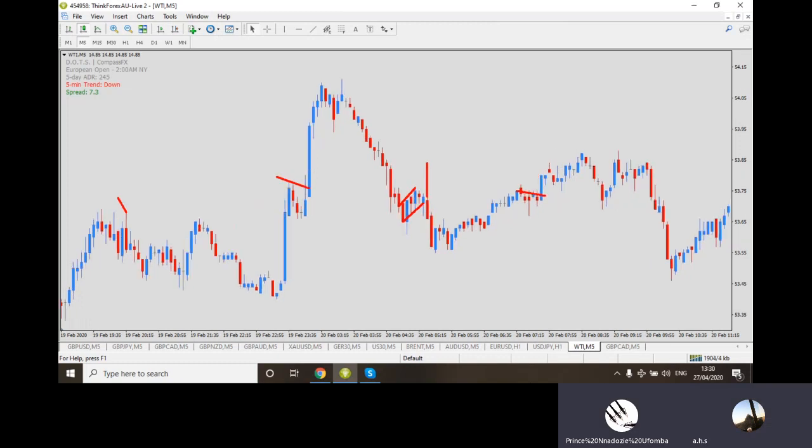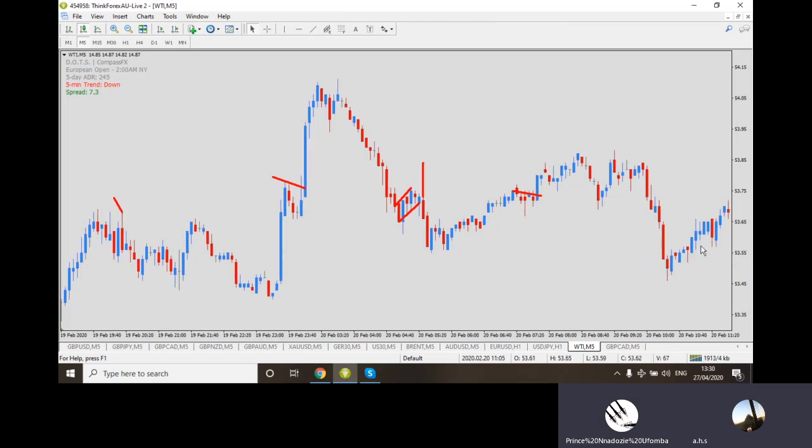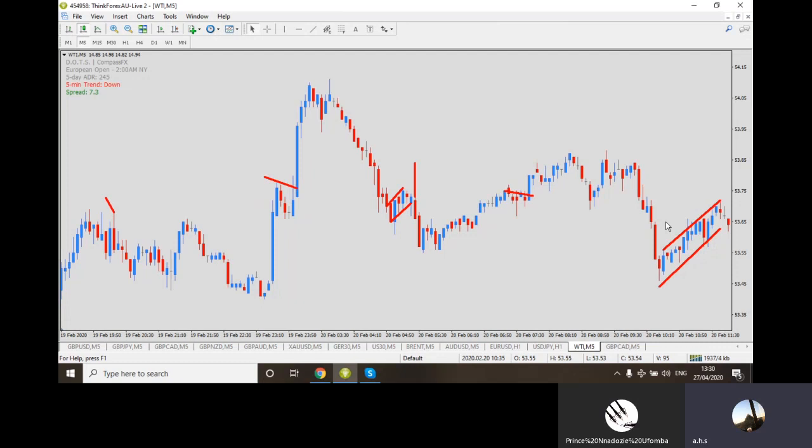Look at this pullback, the way it's a tight pullback and it's pulling back. It's looking for liquidity. Maybe you draw a trend line on top of the consolidation up there. I can do that. We can go there, and we can draw one at the bottom, like so. So we're consolidating, but diagonally.